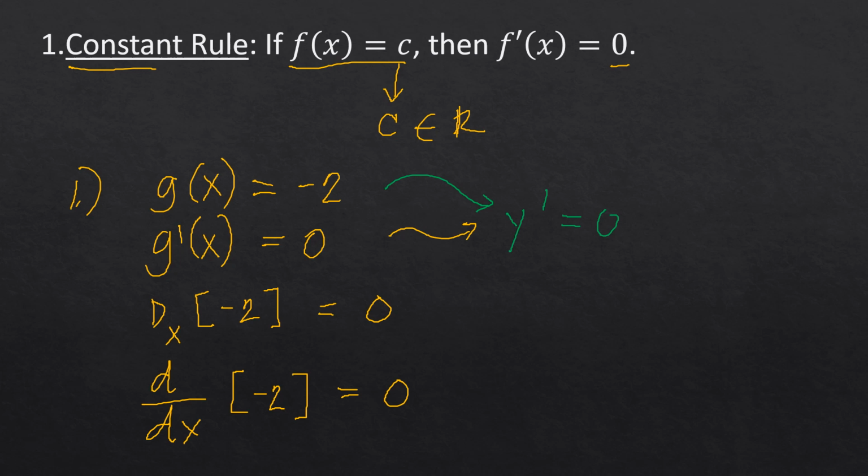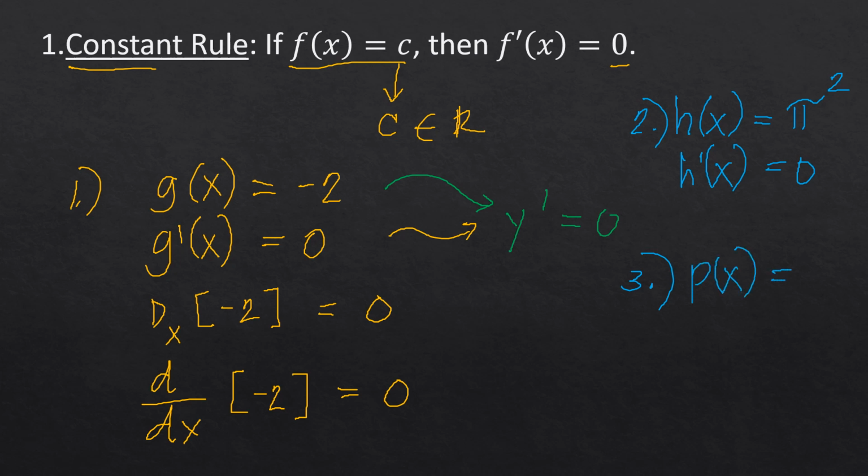Now in the constant rule, it's very easy to remember this because you can simply make it 0. Let's say h of x is equal to pi, or pi squared. Well, pi is constant, take note of that. So h prime of x is simply 0. Or if you would like to find p of x, or the derivative of function p, where that is equal to e, then still p prime of x is simply 0, because e is also constant. So whenever you encounter constants, make it 0 immediately.